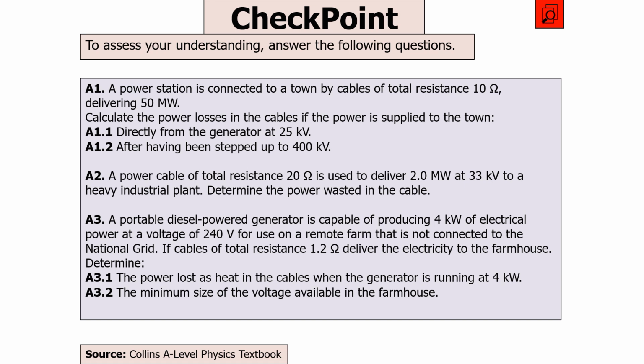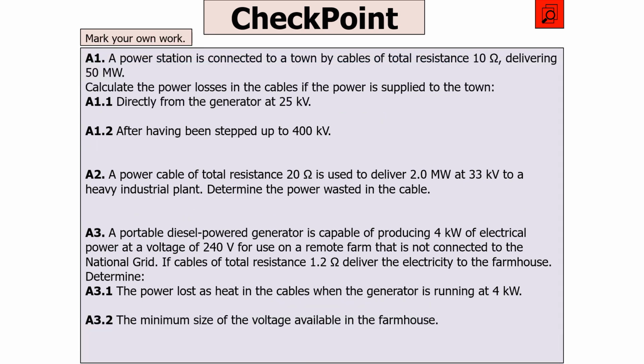Then, a portable diesel power generator is capable of producing 4 kilowatts of electrical power at a voltage of 240 volts for use on a remote farm that is not connected to the national grid. If cables of total resistance 1.2 ohms deliver the electricity to the farmhouse, determine the power loss as heat in the cables when the generator is running at 4 kilowatts, and then the minimum size of the voltage available in the farmhouse. So pause the video now, then unpause the video when you want to go through your answer.